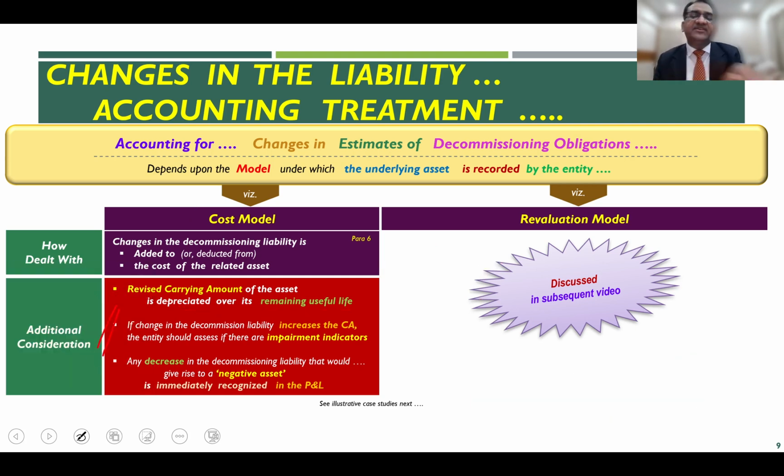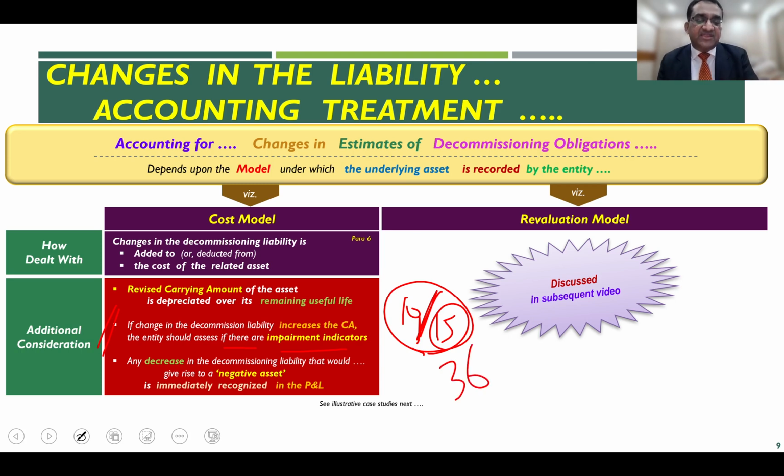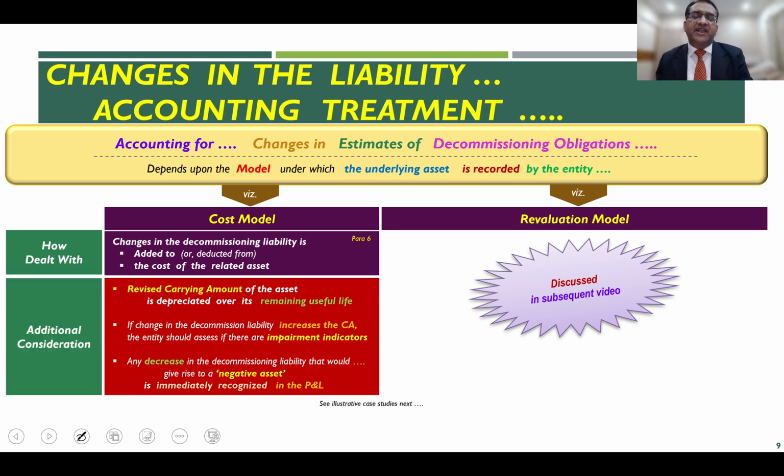Second, if the change in the decommissioning liability increases the carrying amount from 10 to 15 in my example, the entity should assess if there are impairment indicators, because if you are increasing the carrying amount, the generic requirement of Ind AS 36 or IAS 36 dealing with impairment will also kick in: whether this amount will be recoverable or not. If not, you have to test the asset for impairment. There is a second requirement in the guidance under IFRIC 1 and the Appendix to Ind AS 16. These first two points relate to an increase, 10 becoming 15.